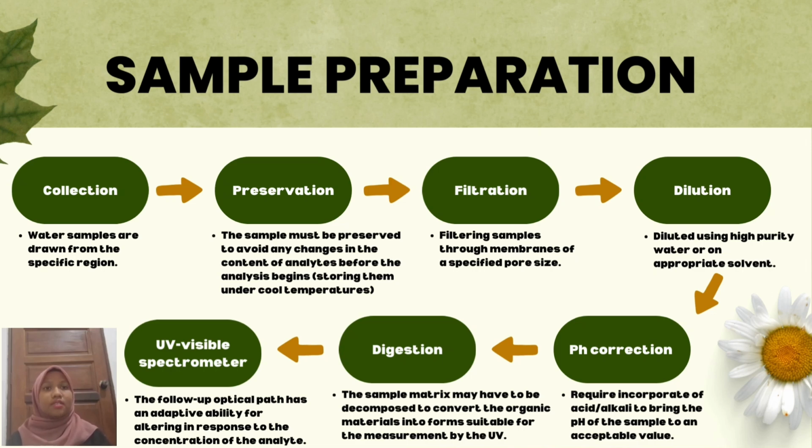In some cases, for instance the determination of total organic carbon, the sample matrix may have to be decomposed to convert the organic materials into forms suitable for measurement by the UV. Finally, there is step 7. The prepared sample is then introduced into the UV visible spectrometer for analysis. The optical path has an adaptive ability for altering in response to the concentration of the analyte.